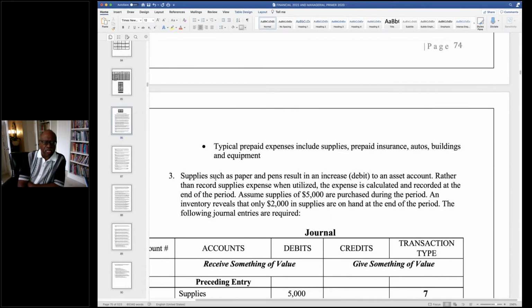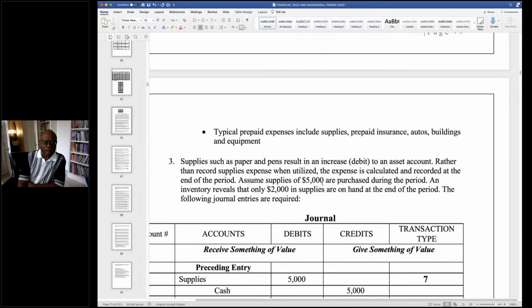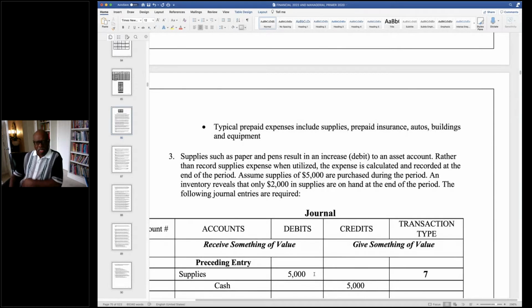So let's look at supplies. Suppose we buy some supplies, paper, pens, things like that. We buy $5,000 worth of supplies paying cash. So we have a type 7. We bought the asset, we debit the supplies and credit cash. Any question on that? Now we come to the end of the period. We could make an entry every day, but we don't want to do that in terms of utilizing resources. And so we come to the end of the period, and even though we bought 5,000 worth of supplies, we now only have 2,000.